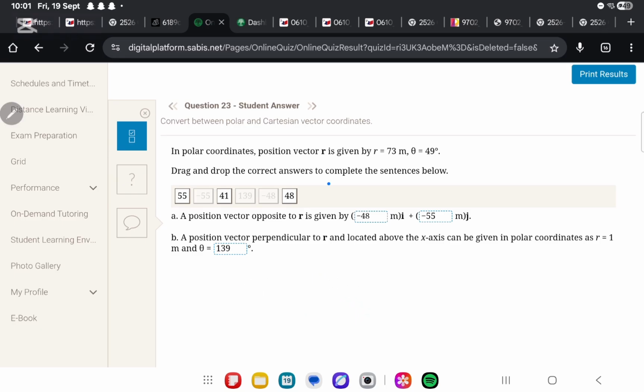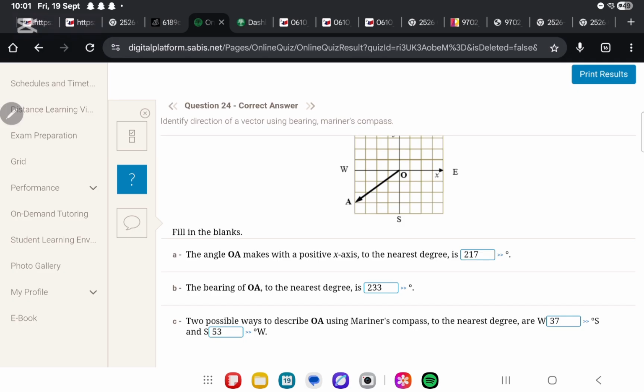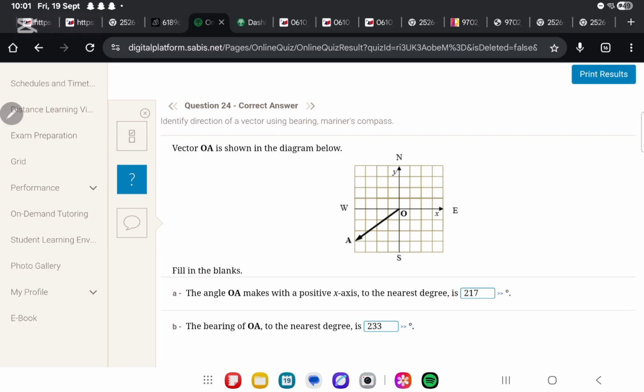So, question 24. The angle OA makes with a positive x-axis is... Okay, now this was explained in the CA quiz before. So here, they told me in the given up here vector OA shown in the diagram below. So here I have 1, 2, 3, 4. Okay, so negative 4i and 1, 2, 3, negative 3j, right? Because I'm going 4 to the left and 3 down. So negative 4i minus 3j.